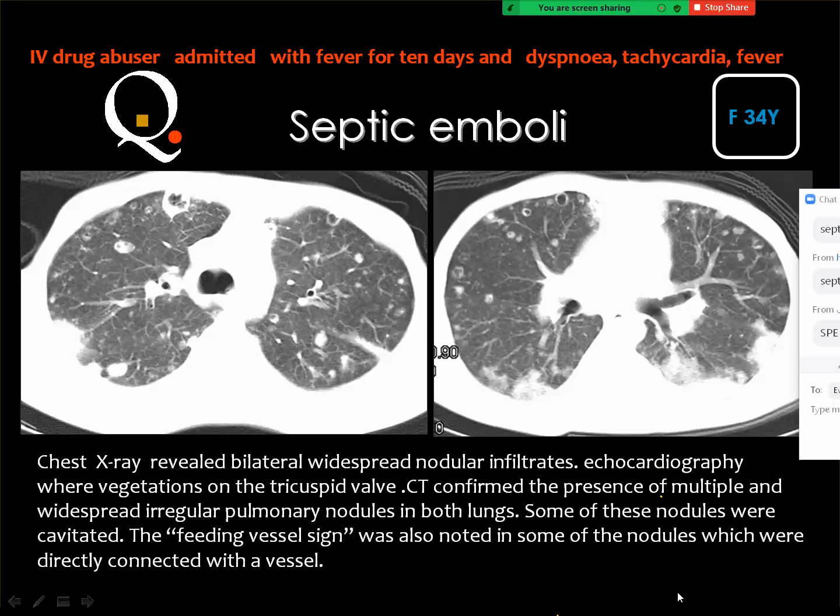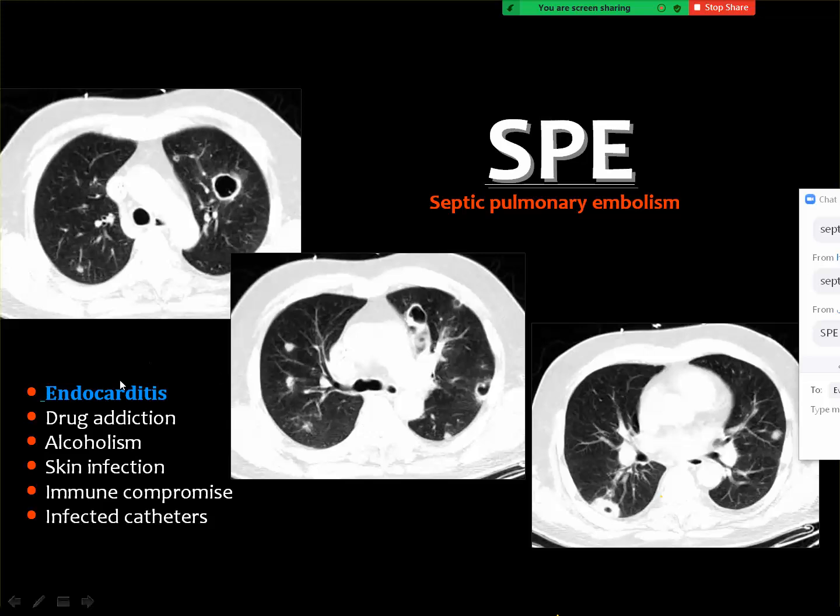You know, one of the most common causes is endocarditis, bacterial endocarditis, and the drug addiction. This is one of the leading factors in the history to predict this appearance. But whenever you are not provided with the clinical data, at that time you give the differential diagnosis of multiple cystic-like pulmonary nodules, or cavitating pulmonary nodules.